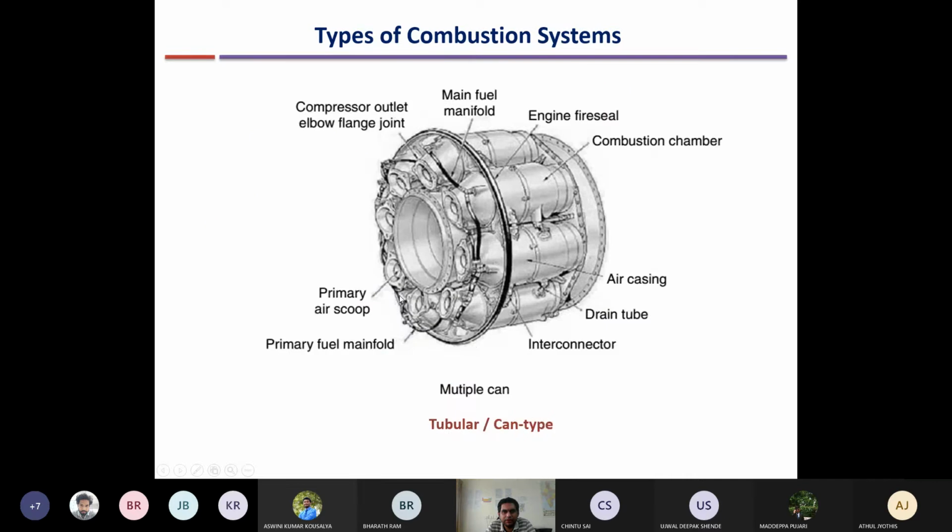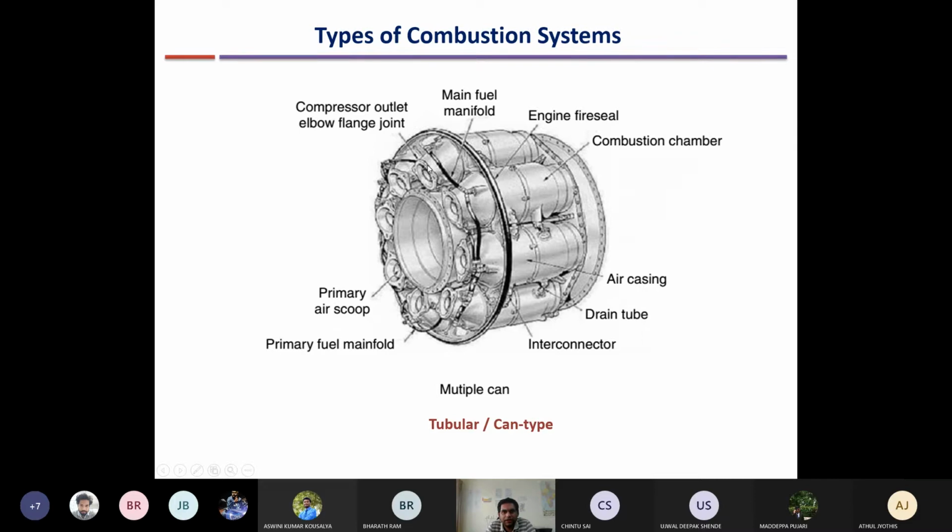I did not discuss in yesterday's class that all of them have their own advantages and disadvantages. For example, the can type, this was the first type which was used. These are very good for centrifugal compressors, which were initially used, because after the diffuser of a centrifugal compressor you will have multiple separate diffusers. Each diffuser can pass the flow to one of the combustion chambers.